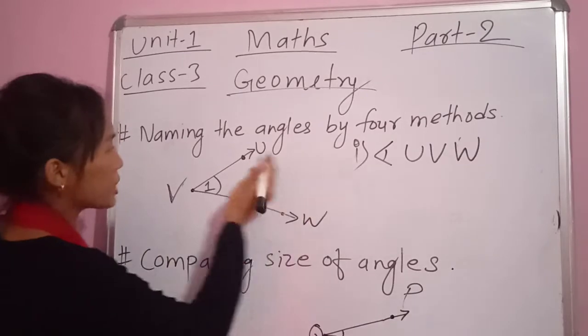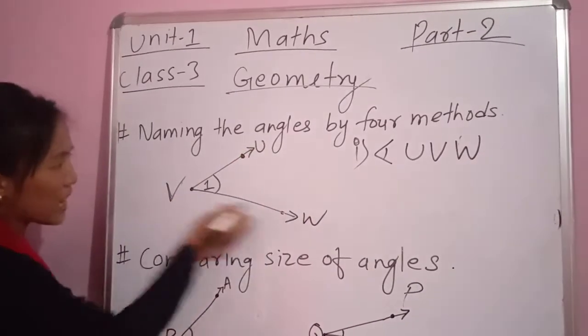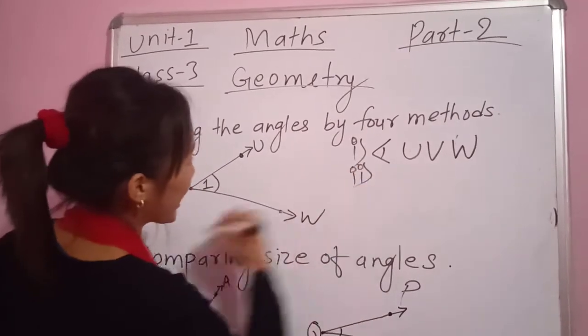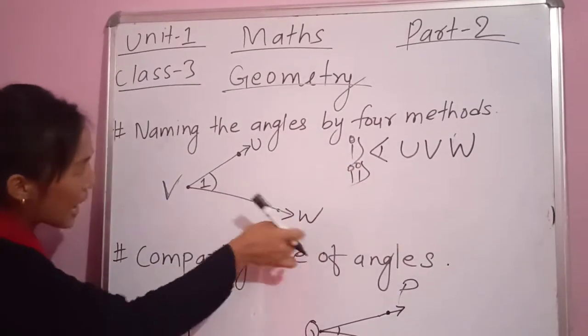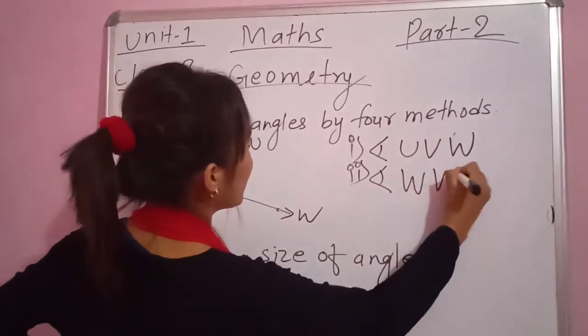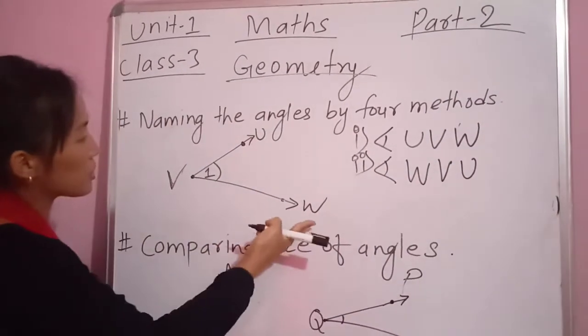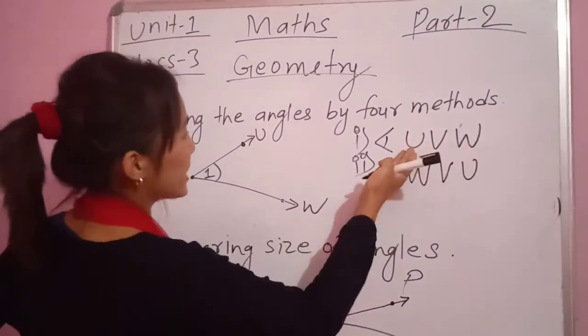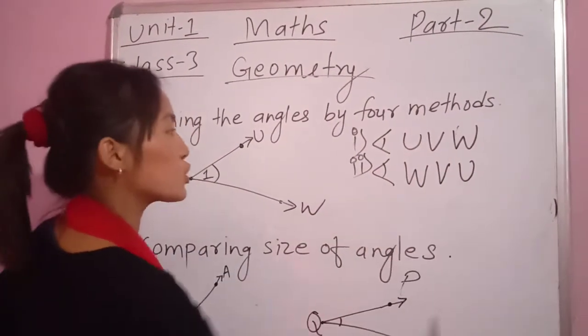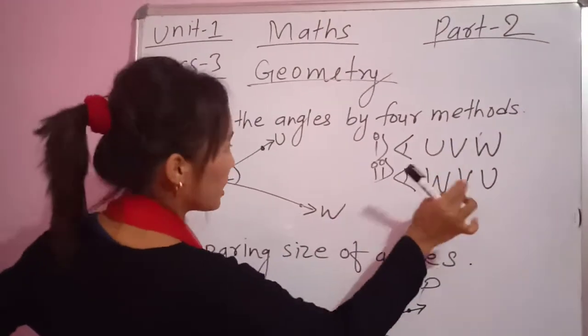I have done this from up to down, isn't it? Now you can write the name of the angle in the second way, from down to up. You can write here angle WVU. I have just reversed this name, but V is in its own place. V should compulsorily be in the middle.